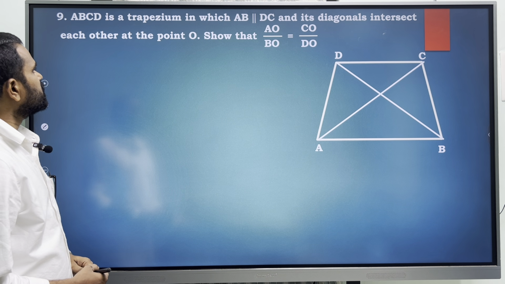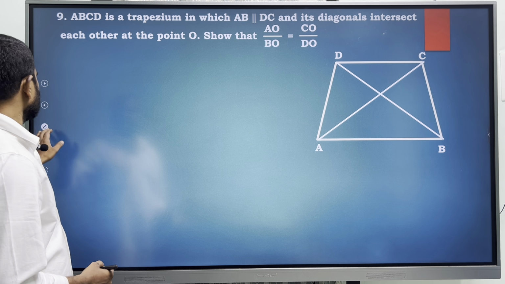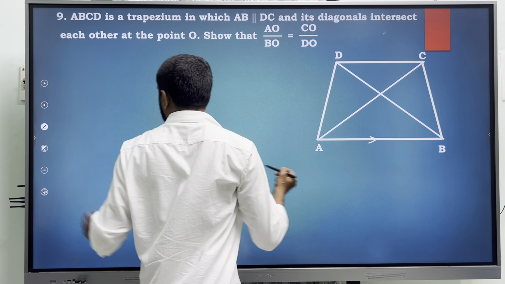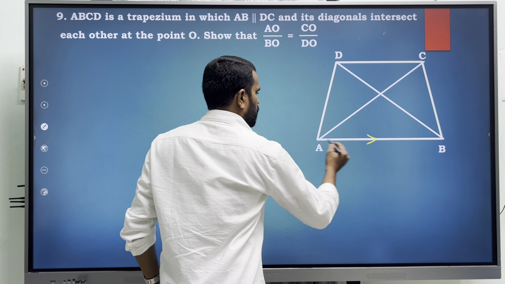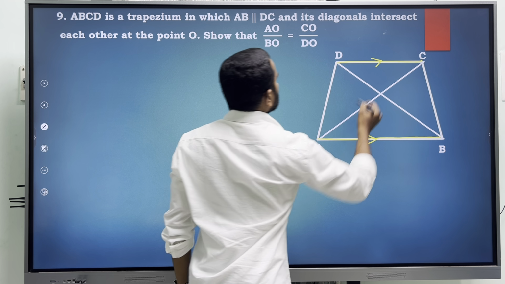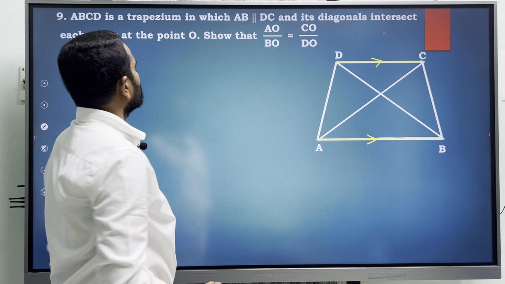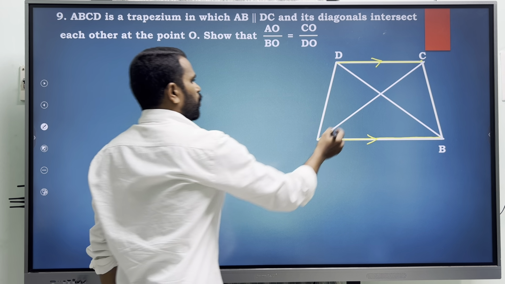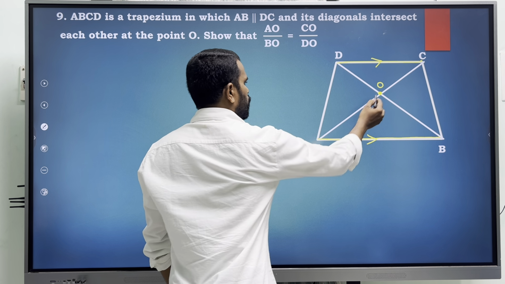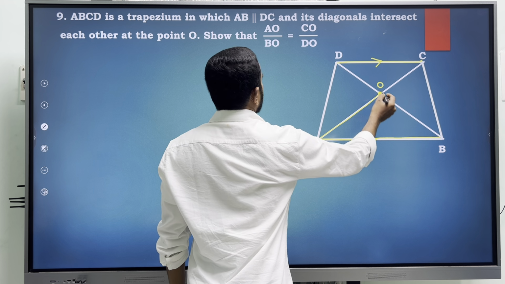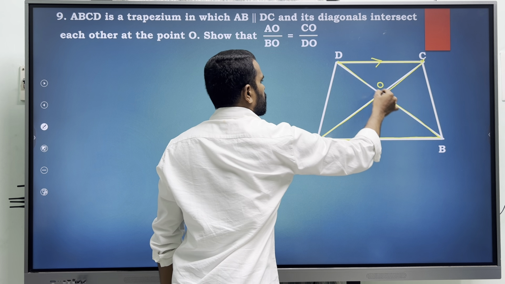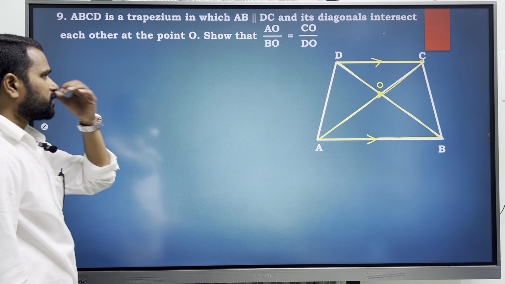Next, ABCD is a trapezium in which AB is parallel to DC, and its diagonals intersect each other at the point O. Show that AO by BO is equal to CO by DO. This is the theorem.